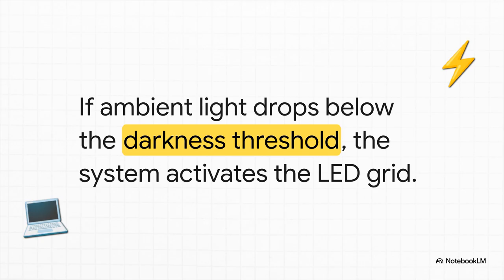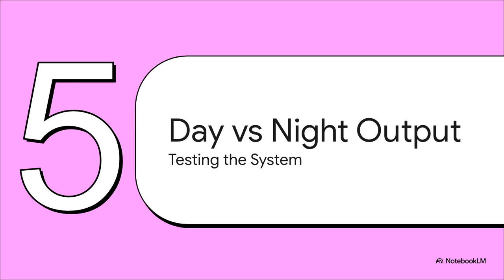The microcontroller is executing this check every 250 milliseconds. It's constantly sampling the environment, reacting almost instantly to passing clouds or a setting sun. Let's see this logic in action in Section 5, Day versus Night Output.